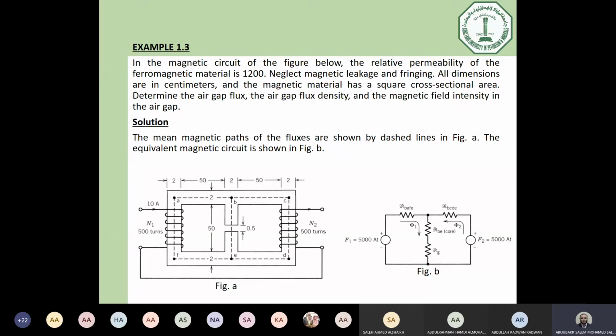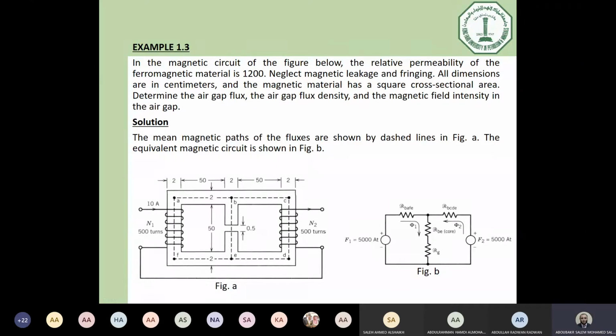So simply we have two sources here. We have source at N1I and N2I. So there are two sources of MMF. So we expect, by using the right thumb hand rule, we can see that the flux, based on the current direction here, will move in this direction.